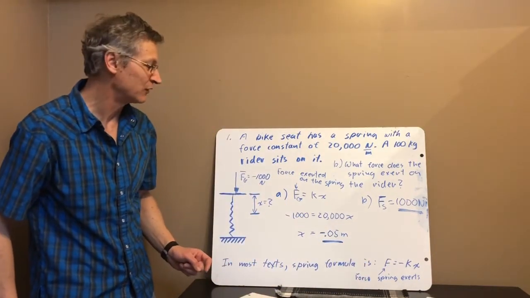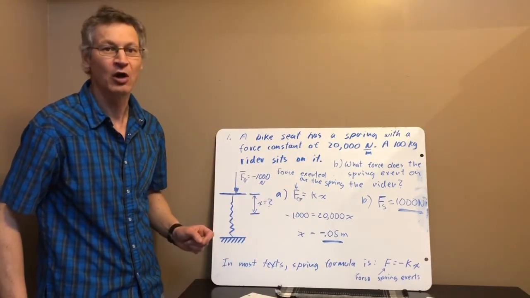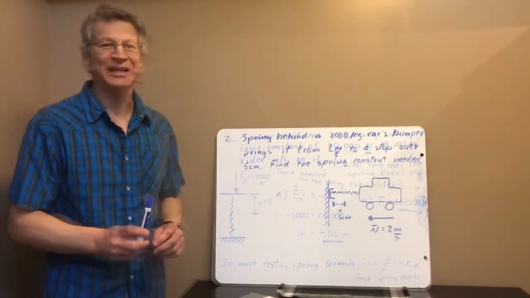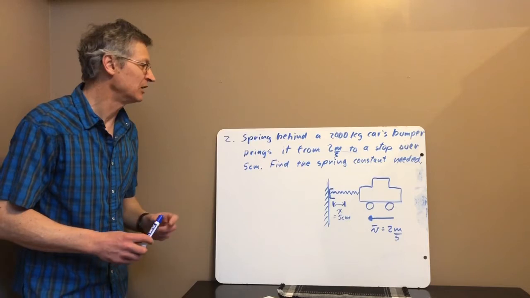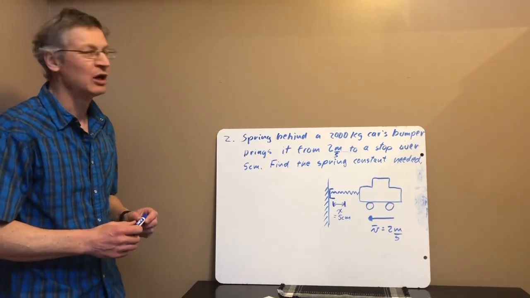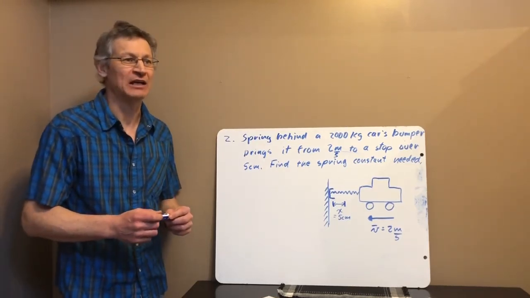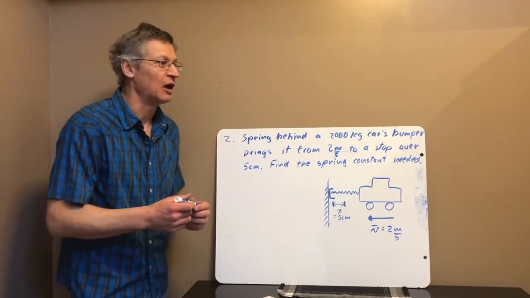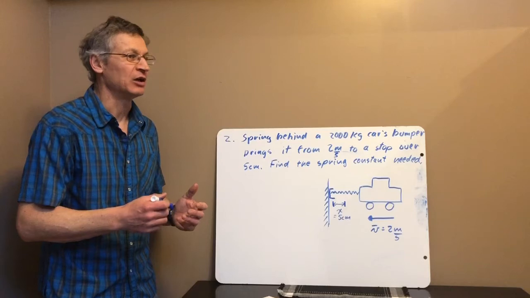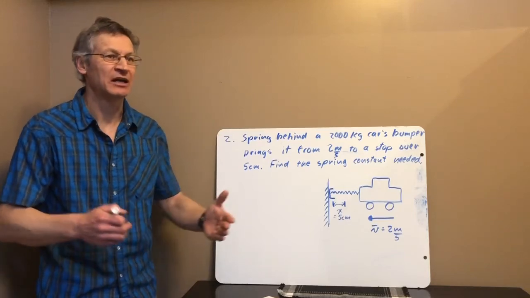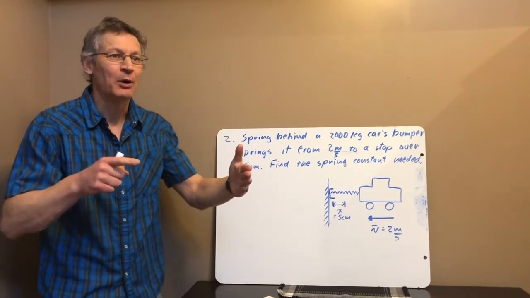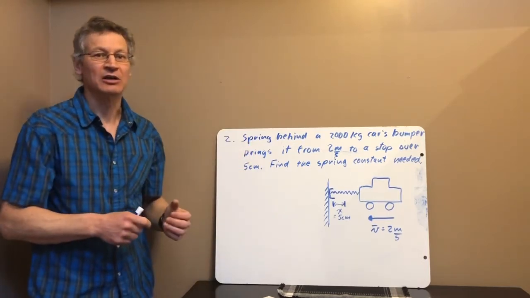If there's no negative sign, then it's the force exerted on the spring. We're going to do one more example. This is the kind of thing that an automotive engineer might deal with if they are designing a bumper system for an automobile. Of course, a bumper system in a car isn't designed to protect against highway speed collisions. It's designed to protect against parking lot speed collisions.